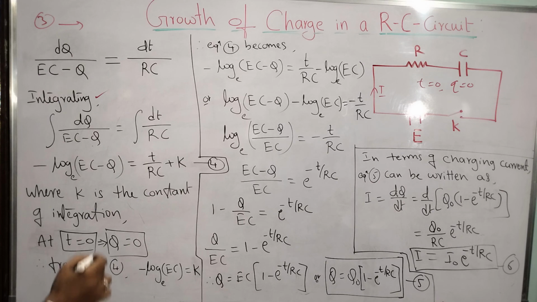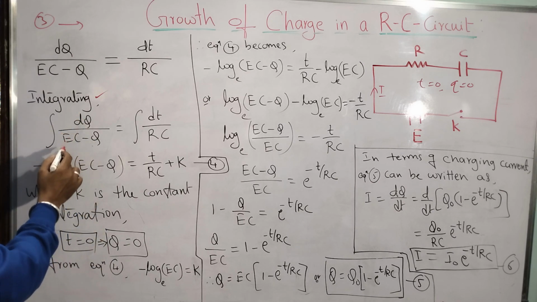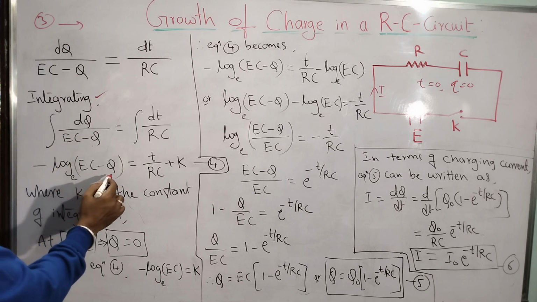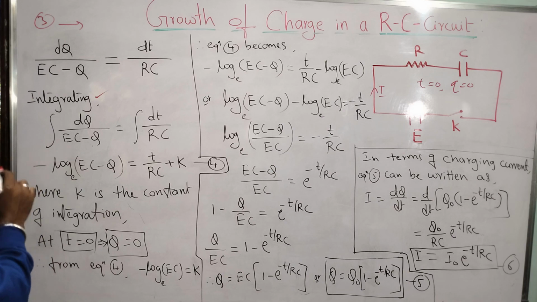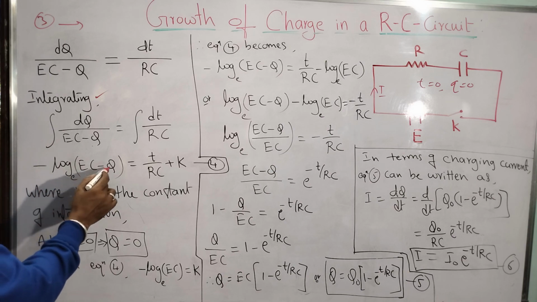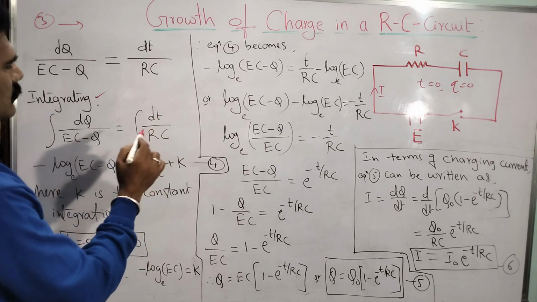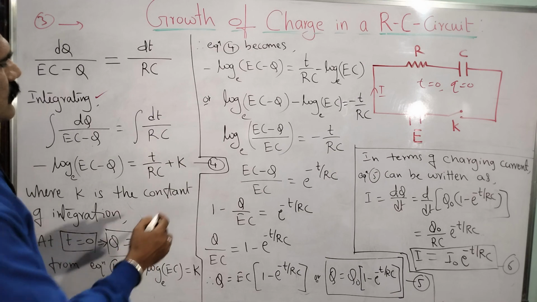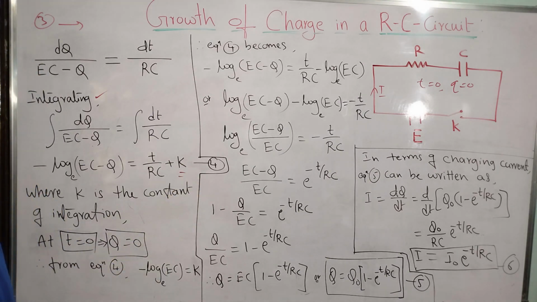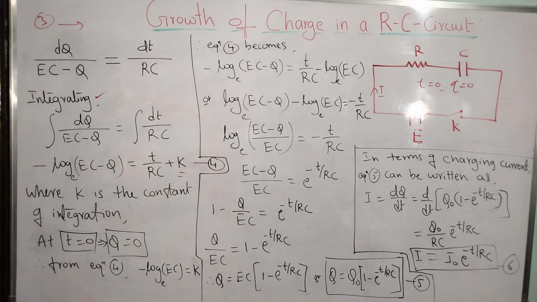And you know the integration is very simple here. With respect to Q, we can get the integration of the denominator EC minus Q. Because the variable is Q here, we'll get the negative sign. So minus log of EC minus Q is equal to, RC being constant, the integration of dt is equal to t only. Therefore t divided by RC plus K. So what is this K? The integration constant. Okay. We can find the constant of integration by applying the initial conditions, right?